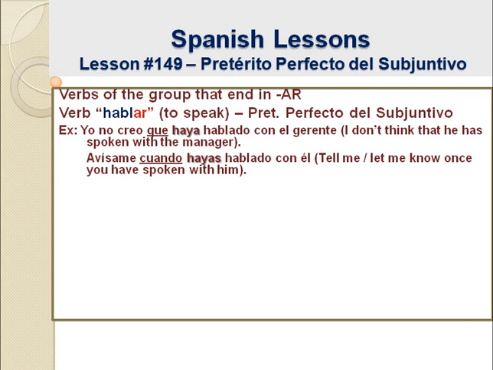Avísame cuando hayas hablado con él. Tell me or let me know once you have spoken with him. The word cuando, or once or when, is also indicating that we are talking in modo subjuntivo, right? So we are expressing a situation that is still hypothetical.